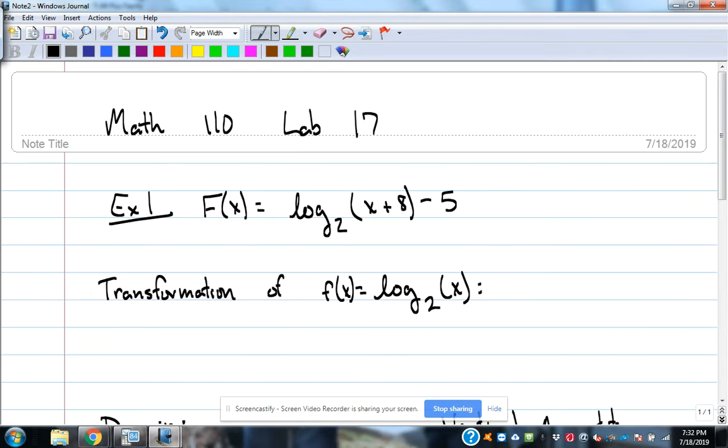So let's talk about the transformations of that graph from f of x equals log base 2 of x. With the minus 5 on the outside, that would be a vertical shift down 5 units. And then the plus 8 on the inside is going to shift this to the left 8 units, using the same rules for transformations that we've used the entire class in 100 and 110.